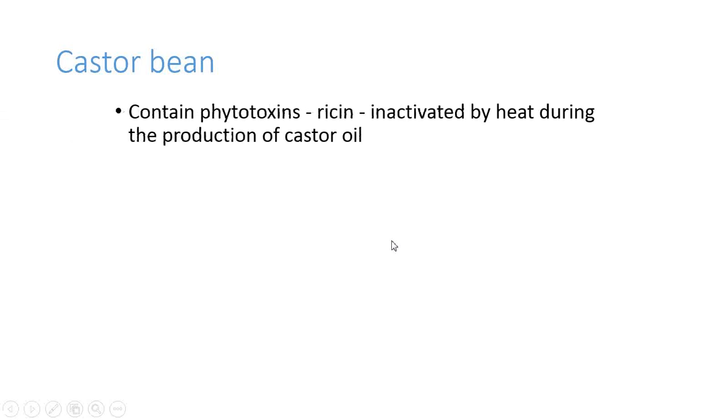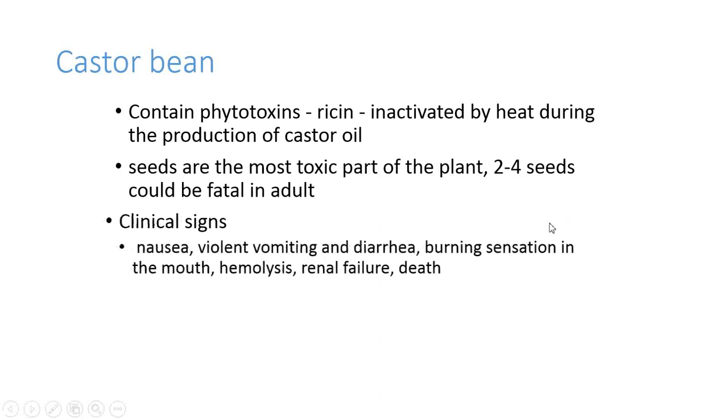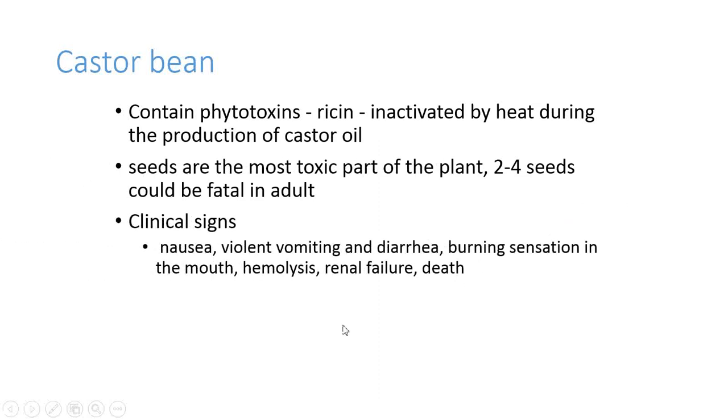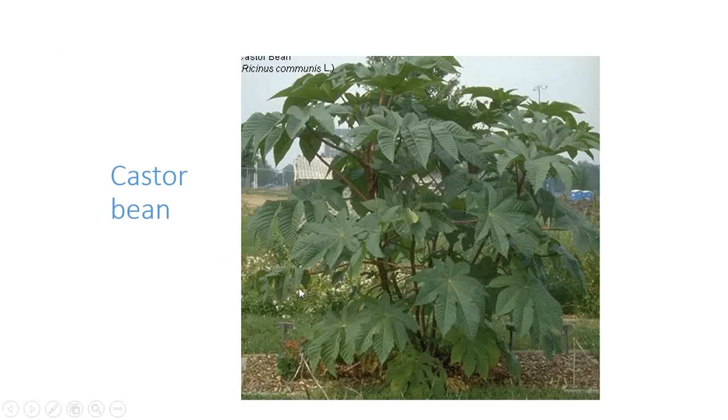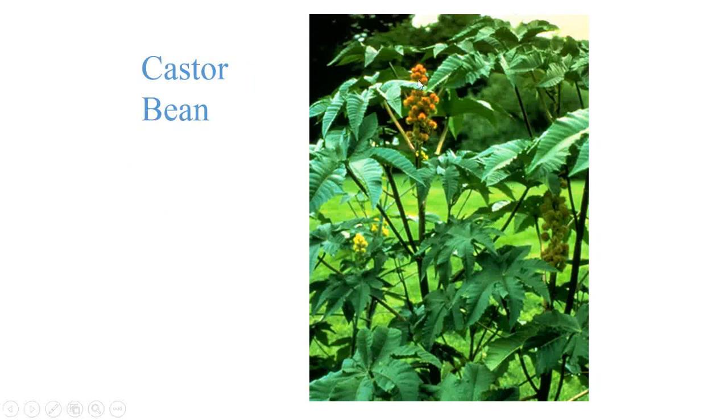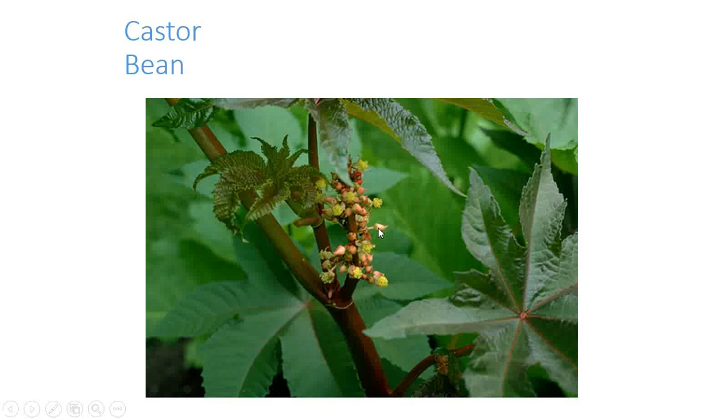Castor bean is also toxic. It contains ricin, one of the most toxic substances known. Heat does inactivate it, so in castor oil the ricin is inactivated because the oil is heated. Clinical symptoms include severe nausea, vomiting, diarrhea, and renal failure, and that's what a castor plant looks like. These are actually little beans that contain the ricin. Those little beans contain the ricin.